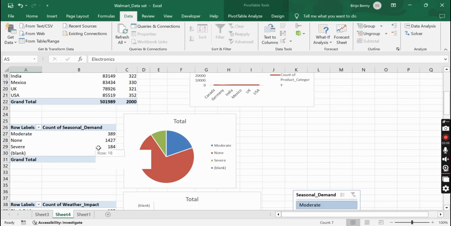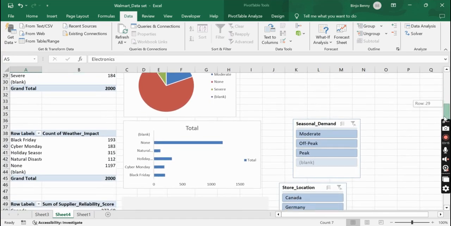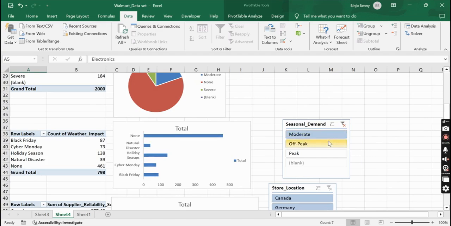Next is the seasonal demand trend. Basically we are finding the sales in different seasons at different times. In this pie chart we get to know how the seasons have an impact on sales in Walmart. Next is the weather impact on sales. We are finding the weather impact on sales through the data given below. By just clicking on one data set through the slicer, we get to know the data given.